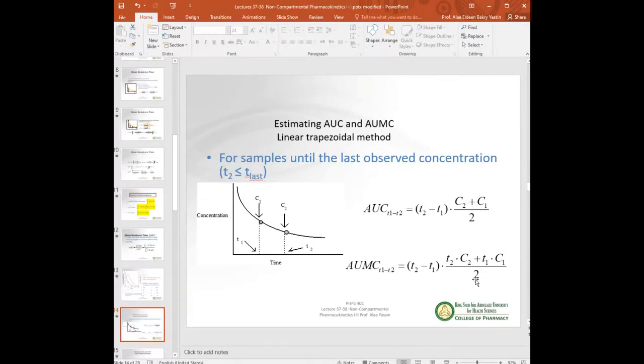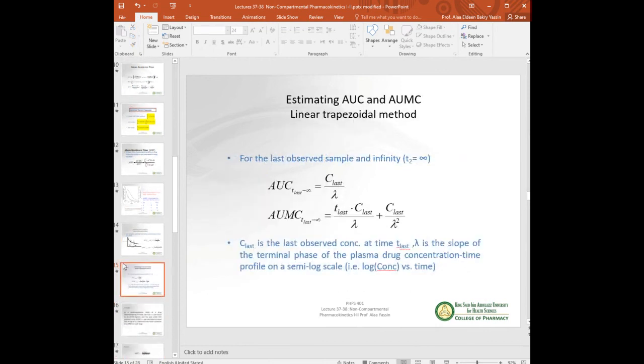You are going to determine the mean residence time, I think this week, in the topic discussion session. You will also determine other non-compartmental parameters too in these lectures.